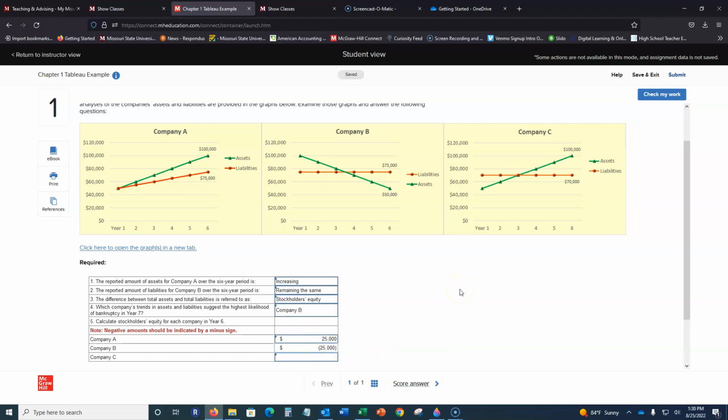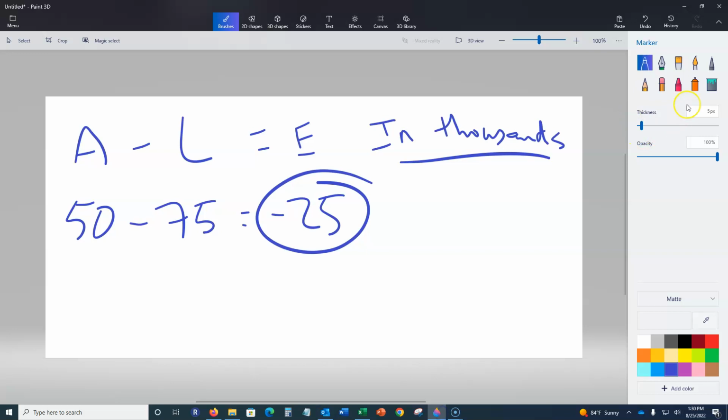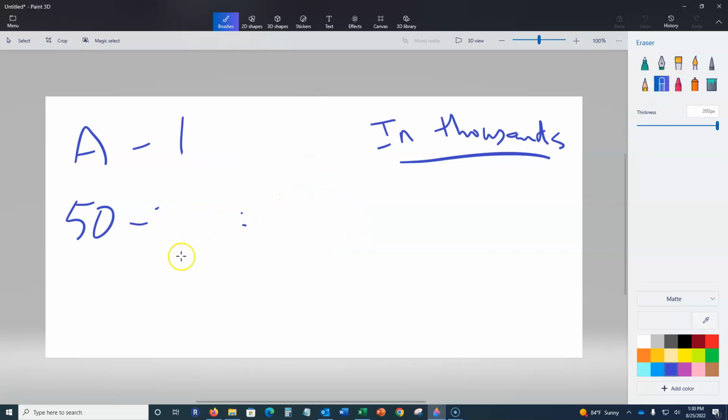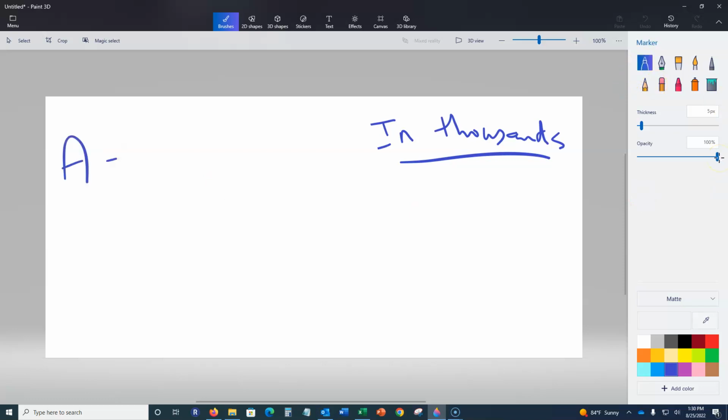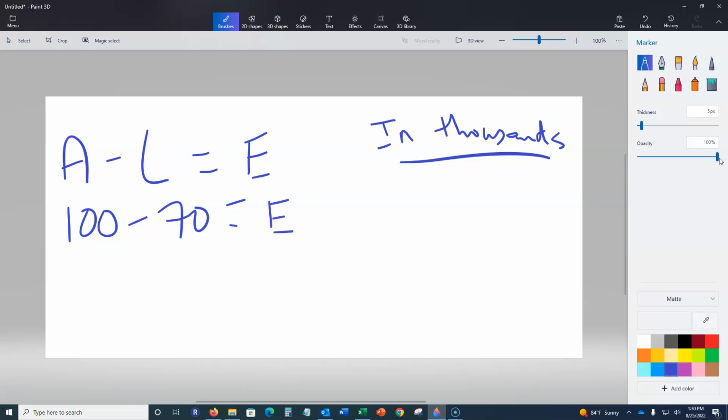So let's do company C. Hopefully by now you guys are kind of seeing how this works. We have $100,000 in assets, and we have $70,000 in liabilities. So again, we'll go back to the drawing board. I'm going to leave the in thousands on there because I'm tired of writing it, quite frankly. Once again, we've got assets minus liabilities equals equity. We know that assets are $100,000 and that their liabilities are $70,000. That tells us with simple math that our equity equals $30,000 for company C.